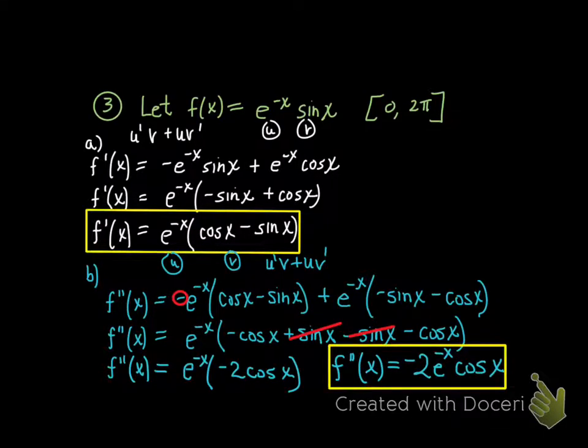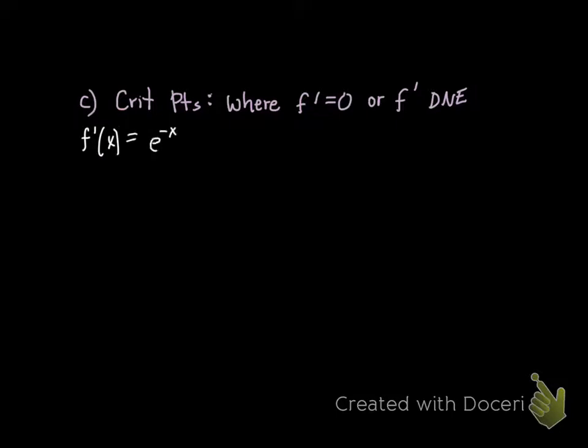And you'll most often see it written like this, negative 2e to the negative x cosine x. Next, we're asked to find critical points. I have to know what critical points are. This is where f prime is 0 or f prime does not exist. So we go back to our f prime function. F prime equals e to the negative x times cosine x minus sine x.